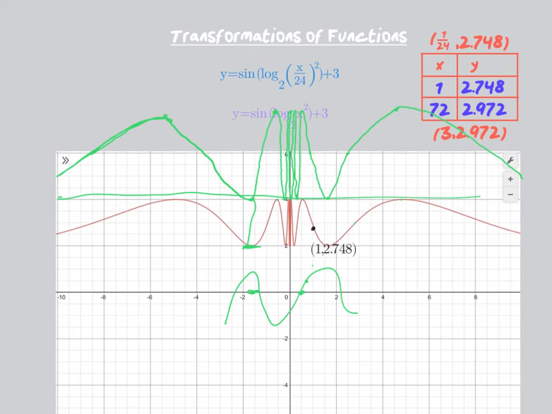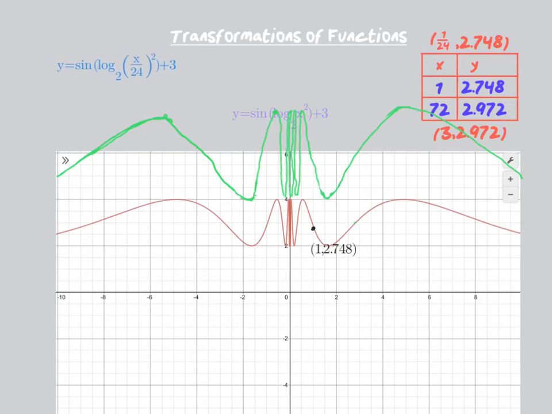But the question is, what does the new equation look like? So now we have our original equation that we know already, which is y equals sine of (log base 2 of (x over 24)) squared plus 3. And we want to know how we are going to make it so that for every x value I put in, the y value doubles. It gets twice as big. Pause the video, see if you can write down that equation, and come back when you're done and see if you got it right.